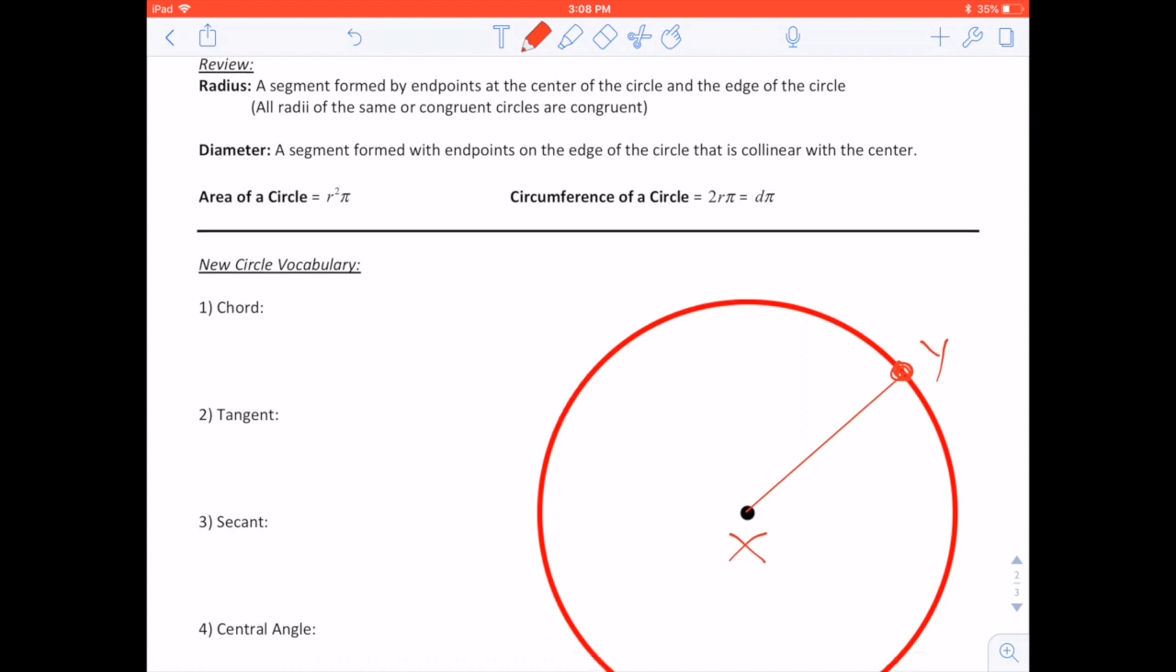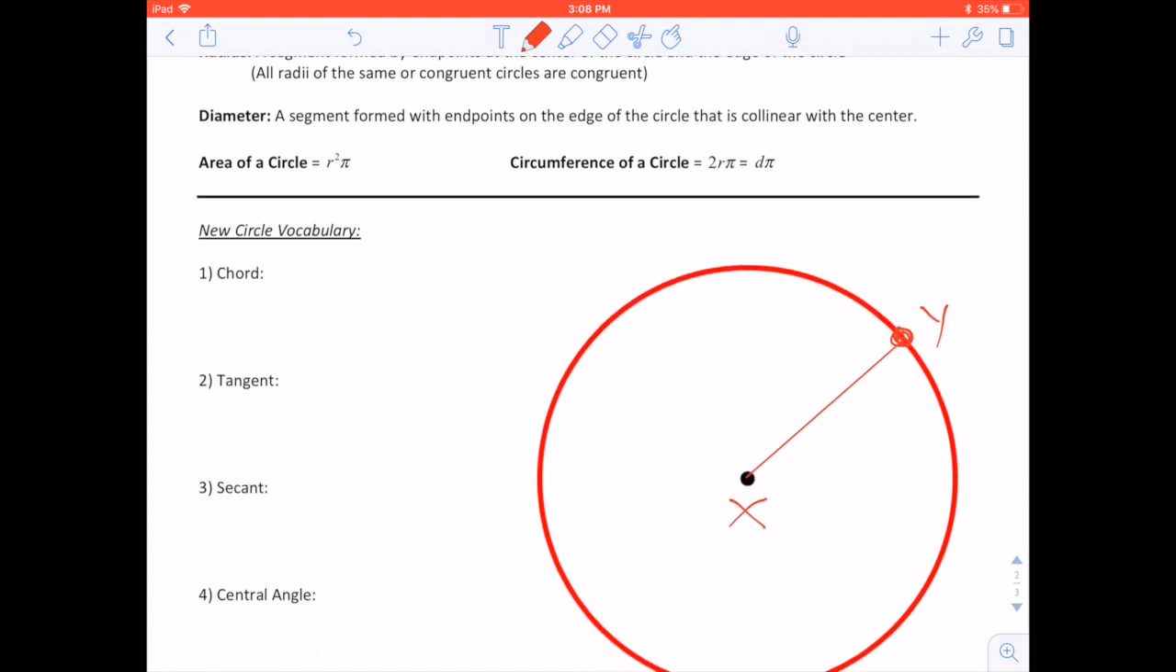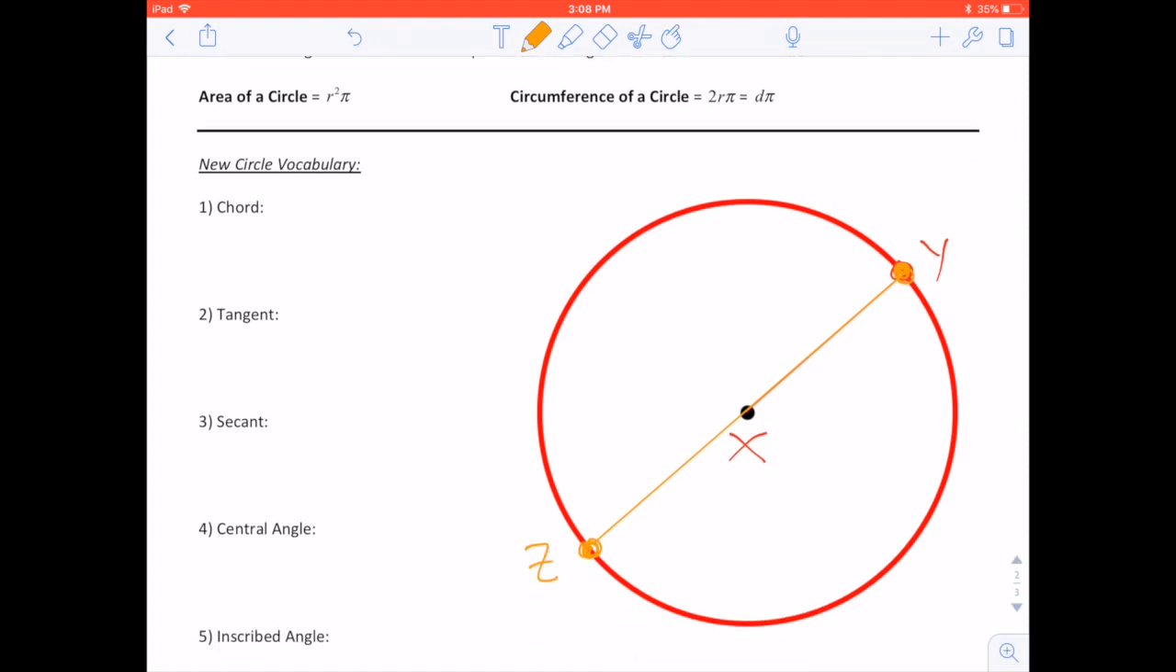And a diameter is a segment formed with endpoints on the edge of the circle that is collinear with the center. So if I use my XY that I already have and extend this out all the way to the other side, let's call this Z. YZ is now my diameter of circle X.